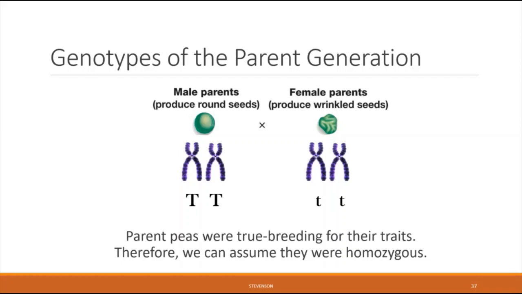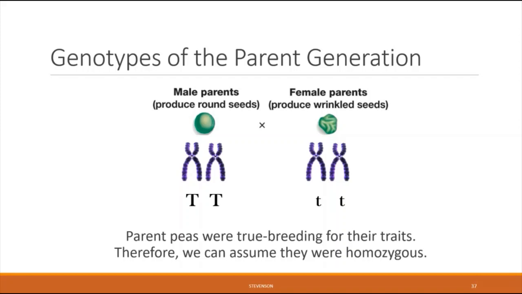This means that the round parent's genotype was capital T, capital T, and the wrinkled parent's genotype was lowercase t, lowercase t. These parents were, of course, crossed in order to produce the F1 generation. When they did this, the pollen of the male parent fertilized the ovum of the female parent. What genes did they introduce when they pollinated or fertilized in this manner?